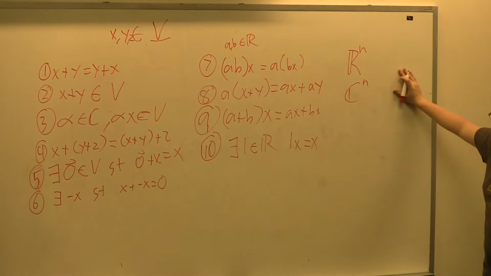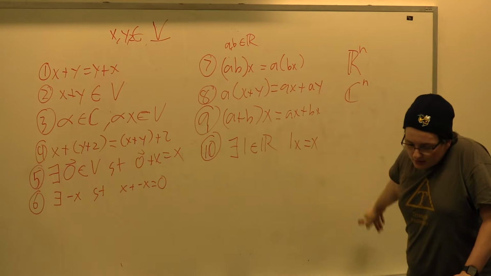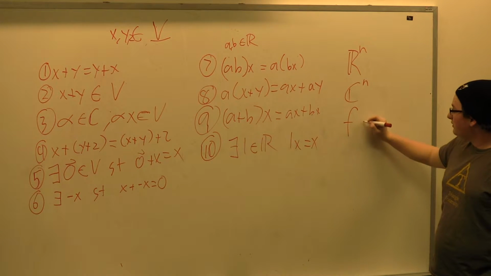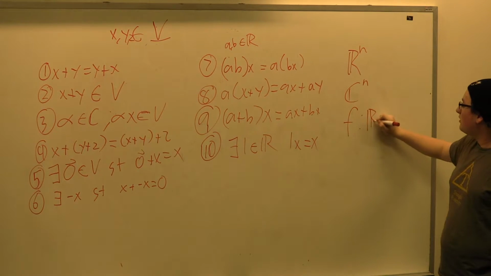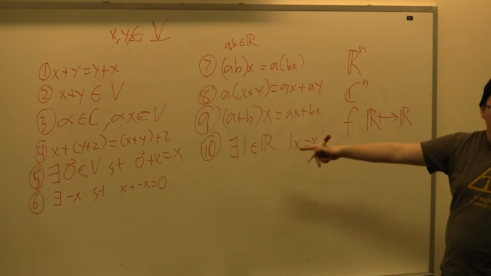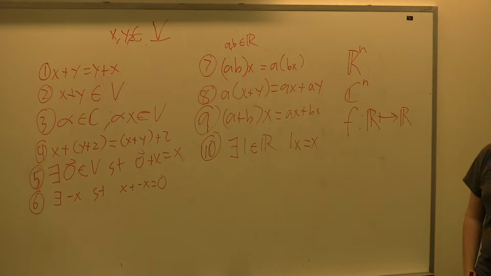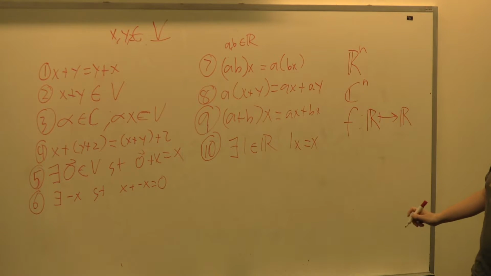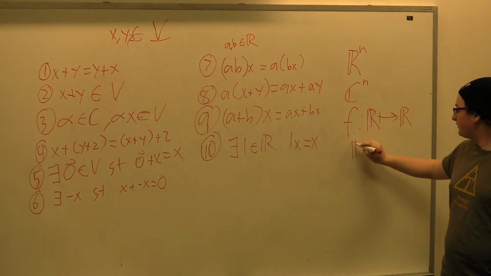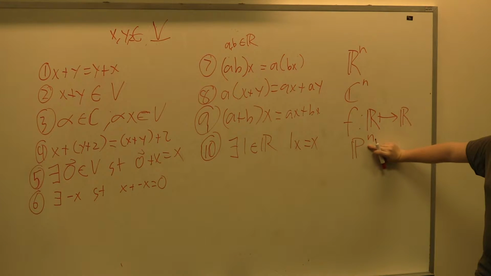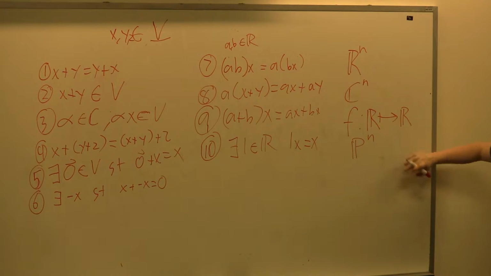The set of n-tuples of complex numbers. The set of all functions that map R to R also satisfy all these axioms, and I'm going to talk a little bit more about that after I talk about an inner product. The set of polynomials of degree n, or degree less than or equal to n, also satisfy all these axioms.